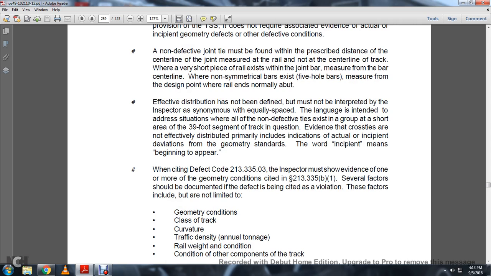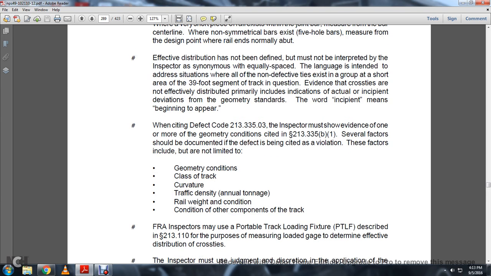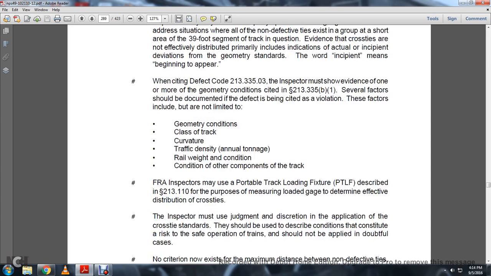Non-defective ties exist. The group of the short area with 39-foot segments in the track, the question of evidence that the cross ties are non-effective to distribute. It primarily includes the indication of actual inception deviation from the geometry standard. The word inception means the beginning to appear. When citing the defective 213.335(a)(3), the inspector must show the evidence of one or more of the geometry conditions cited in 213.335(b)(1). Several factors should be documented. The defective is being cited as the violation. The factors include, but are not limited to, geometry condition, class of the track, curvature of the track, density, annual tonnage, rail weight, and condition of the components of the track.